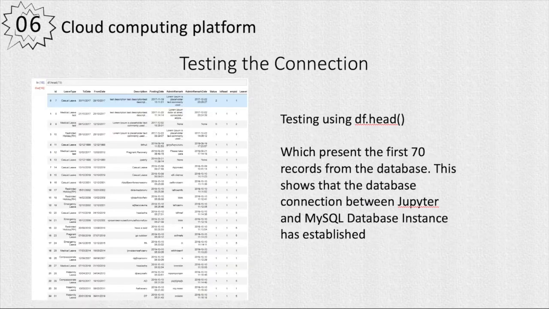The next thing after connecting the database, we'll be testing the connection. So we'll be using df.head. The df data frame we previously defined in the connection of the database, and the df head will actually retrieve the first 70 records from our database. We inserted a total of around 69 records into the database for this testing. So this image shows that the whole table leaves has been retrieved from the database.